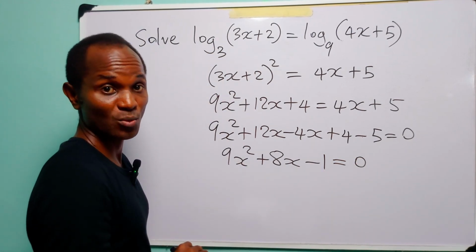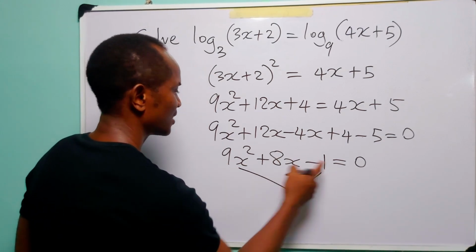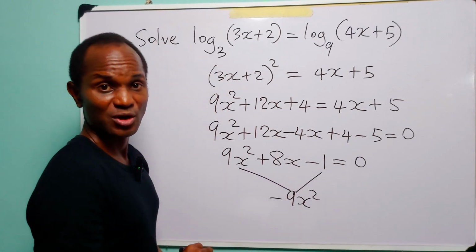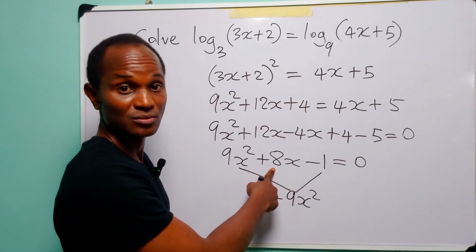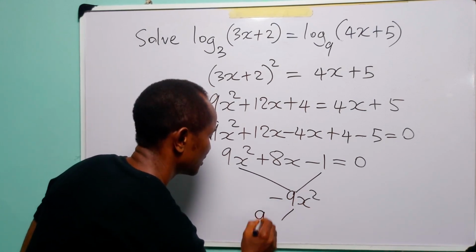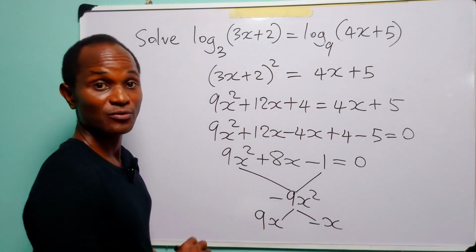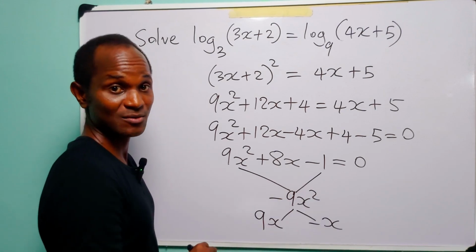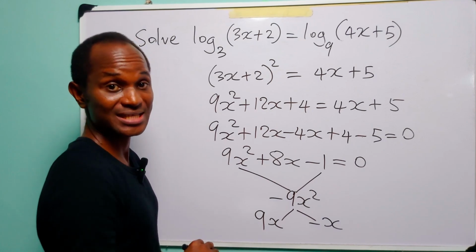Now we can factorize this quadratic equation, and to do that we simply multiply this term by this term. When we do that, we have minus 9x squared. Now the question becomes, are there factors of minus 9x squared that will add up to 8x? And of course, yes, there are, because we have 9x and minus x. Because you already know that 9x multiplied by minus x is going to give us minus 9x squared, while 9x added to minus x is going to give us plus 8x.